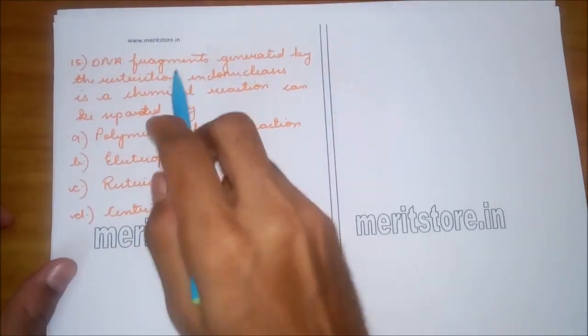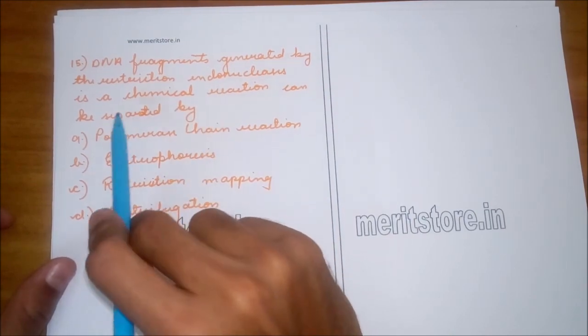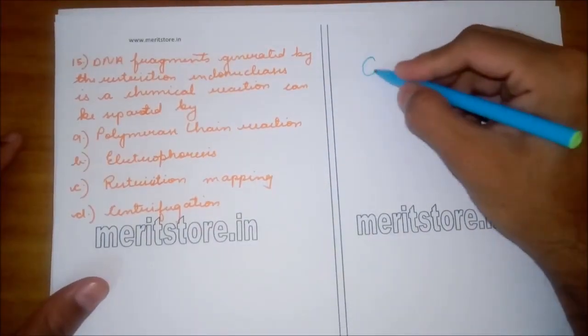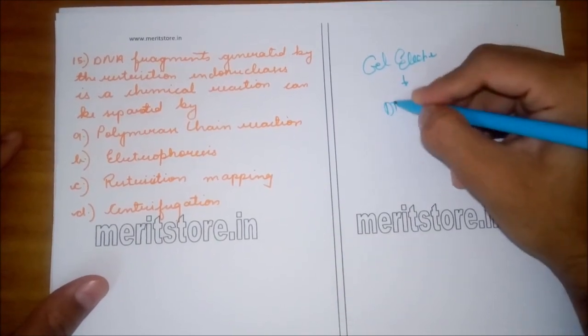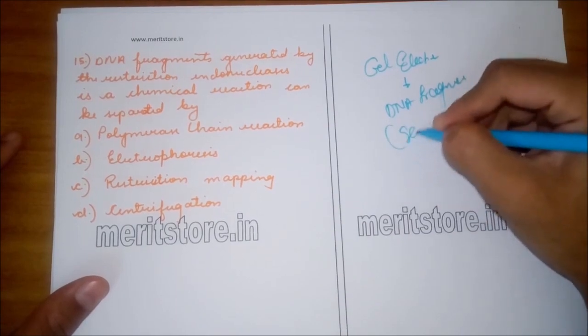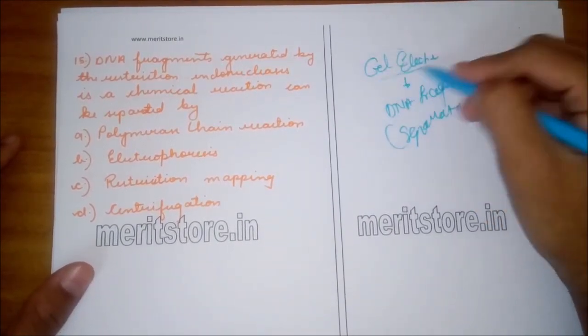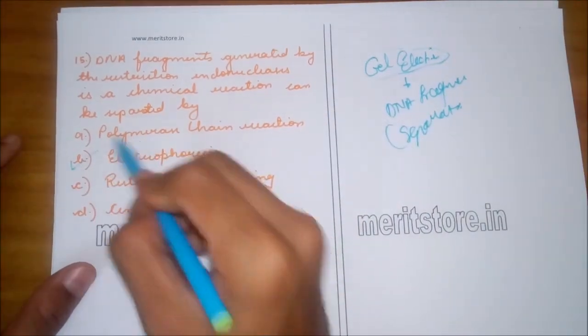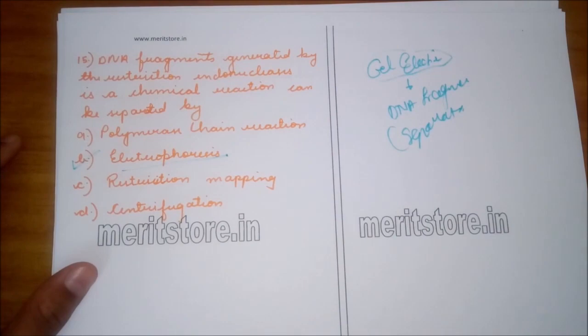Question number 15. DNA fragments generated by restriction endonucleases can be separated by. So gel electrophoresis is used to obtain DNA fragments by separation. So option B, which states electrophoresis, is the correct answer for question number 15.